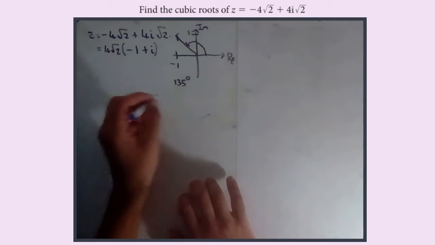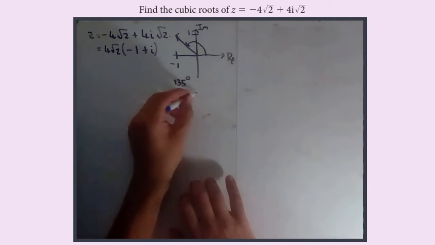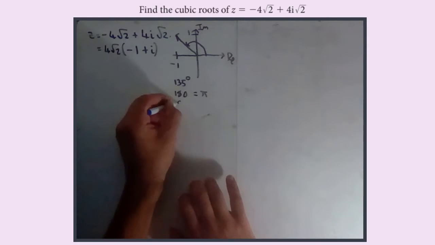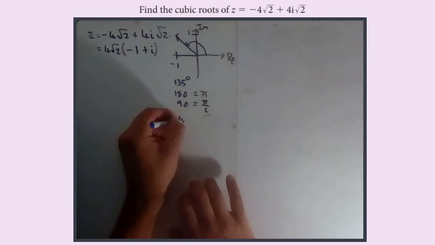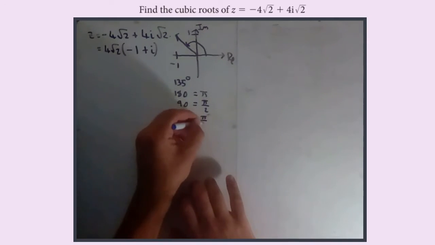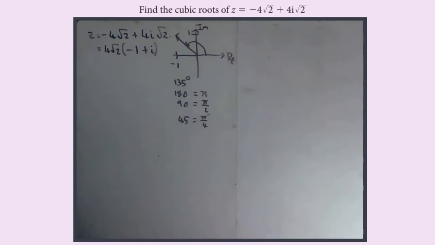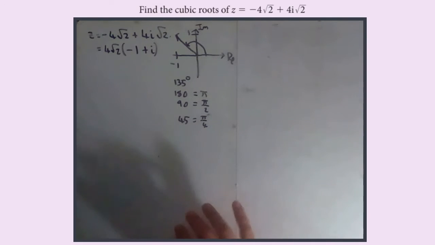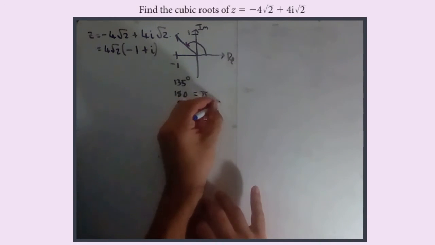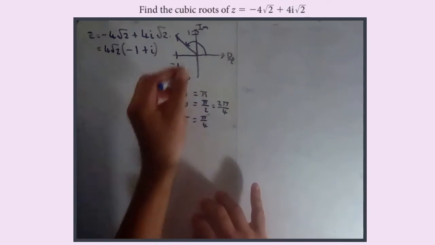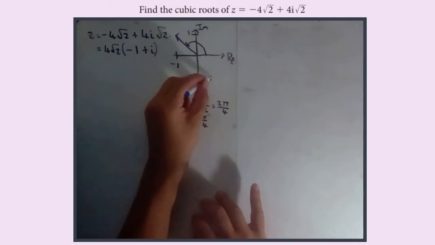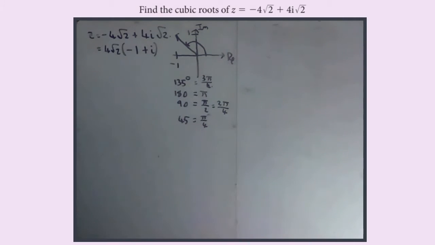You know that 180 equals pi, so 90 equals pi over 2, and 45 is pi by 4. We can either multiply the 45 by 3 to get to 135, or add the 90 and the 45. Pi by 2 is 2 pi by 4, and you can add that to the pi by 4, so 135 is 3 pi by 4 as an argument.